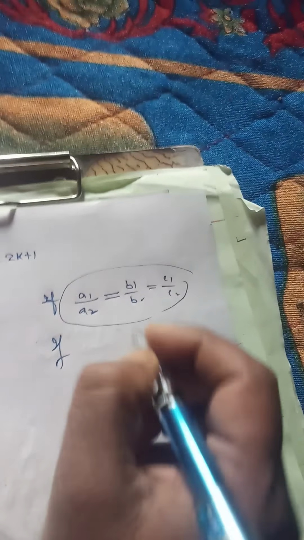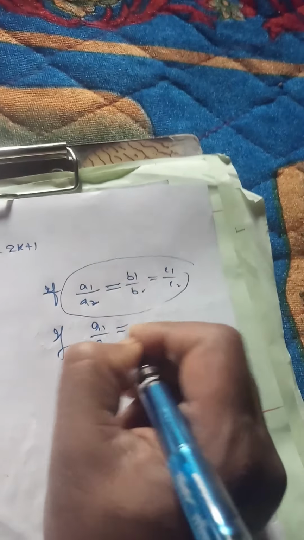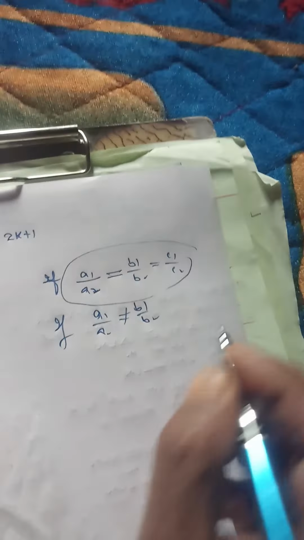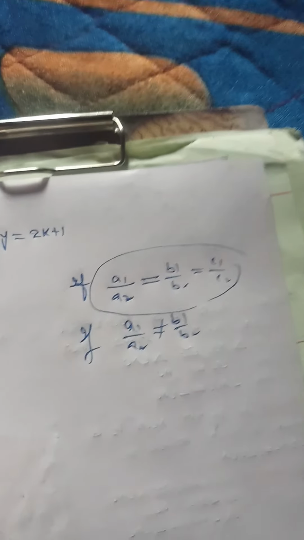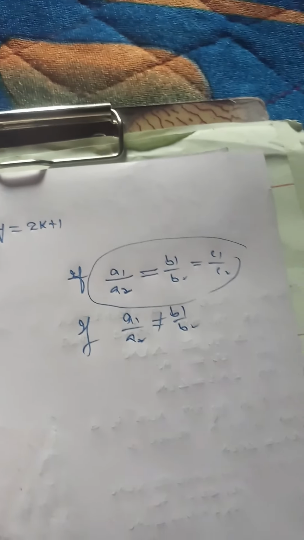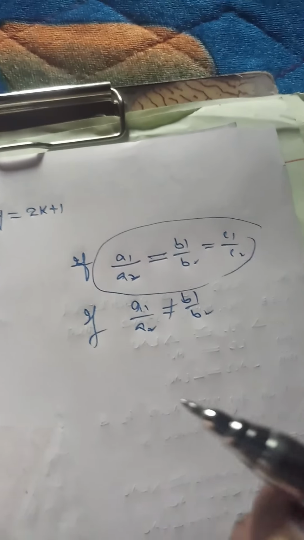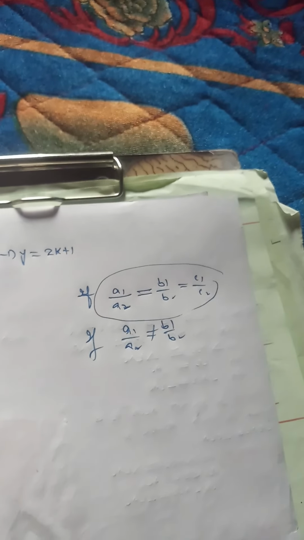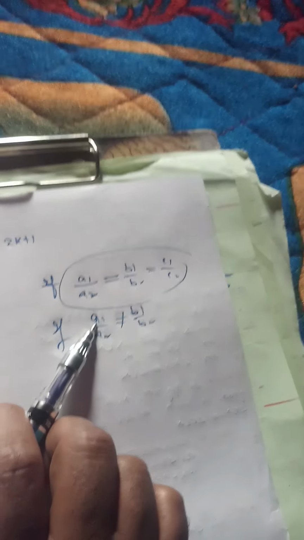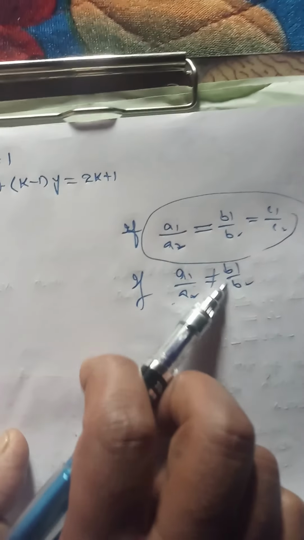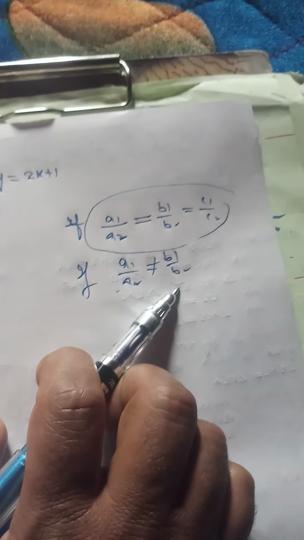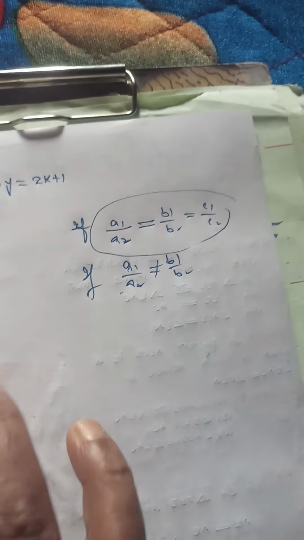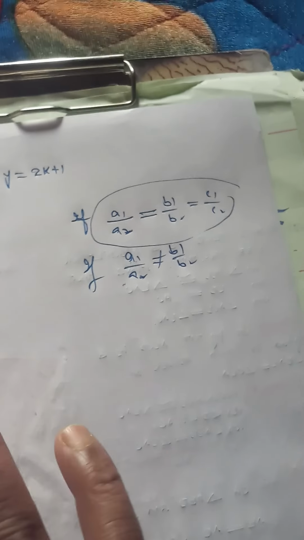Second, if a1 divided by a2 is not equal to b1 divided by b2, then we write a unique solution. Then we find the values of x and y of these equations through the cross multiplication method. When this situation arises, that a1 by a2 is not equal to b1 by b2, we write a unique solution, and in the unique solution system we use the cross multiplication method.